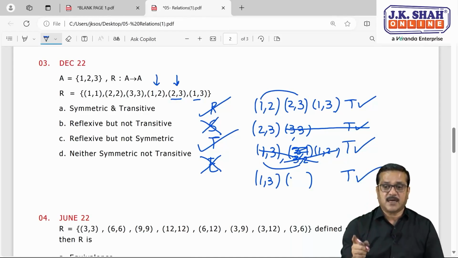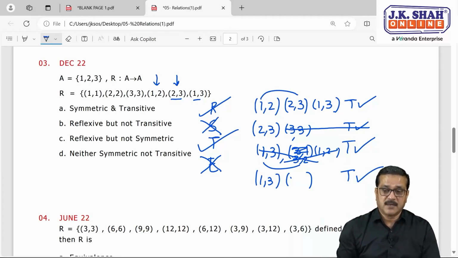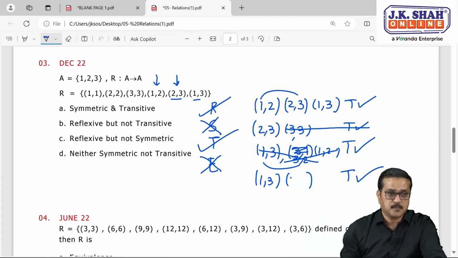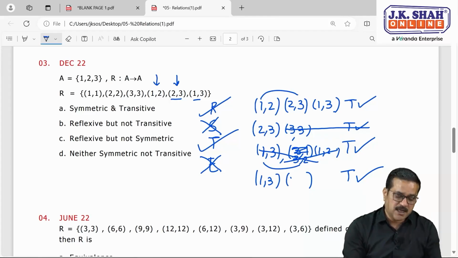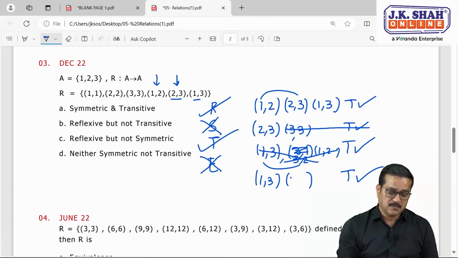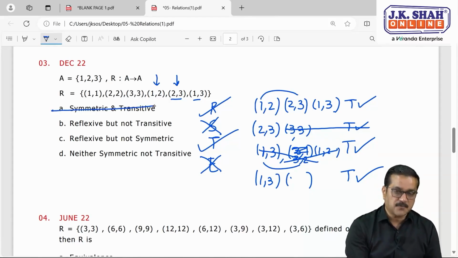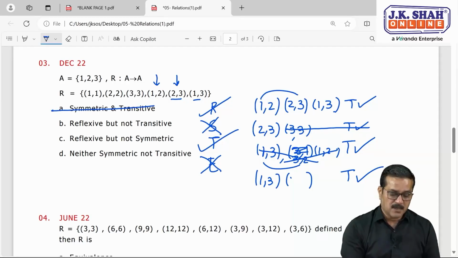When I was checking my transitivity test on 1,3, I needed to attach a pair starting with 3. It was not there, so that is good. Your warrior is winning without fighting. Transitivity is fully on. No one was even born to kill it. So this time, now we go by options. Symmetric and transitive, that was a flop. Symmetric is crossed. Reflexive but not transitive. Oops, it was transitive. So not transitive, that won't work.